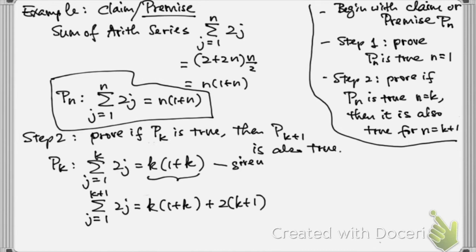Well, let's simplify this a little bit. I'm going to factor out this k plus 1 as a common factor, so I'm going to factor out 1 plus k.